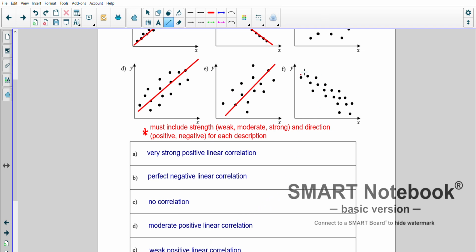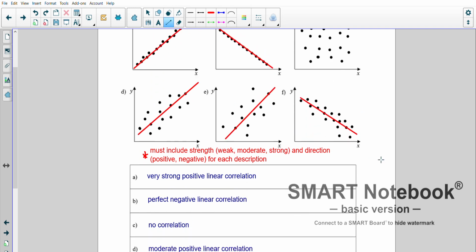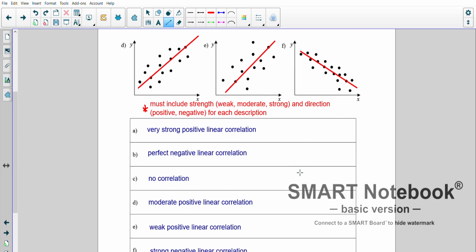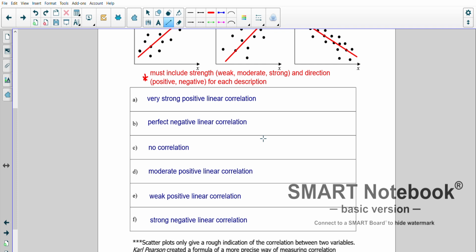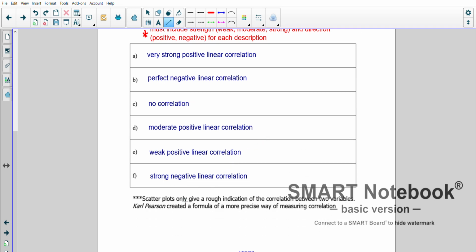And then lastly, it's not quite as strong as this one, but I wouldn't say this is moderate either, so I called this a strong negative linear correlation. Again, it is open to a little bit of interpretation. As long as you can justify it, then you should be okay. So that's grade 9. Scatter plots will only give you a rough indication of the correlation. What we're going to be able to do is use a formula that's going to tell us the exact correlation.